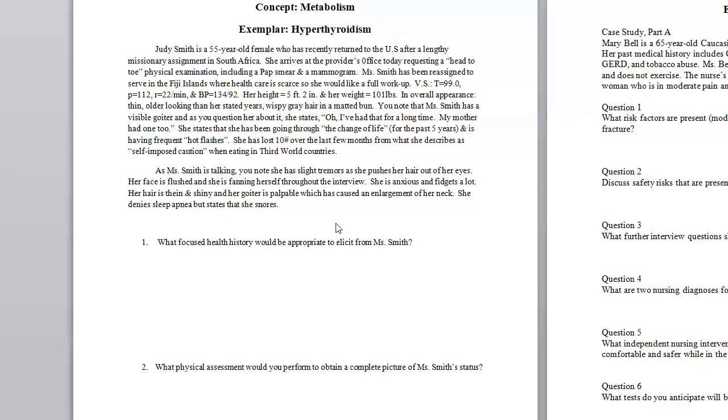And then you could further assess things like muscle strength, tremors, vital signs, lung sounds, heart rate and rhythm, peripheral pulses, skin condition, the size of her thyroid, and the presence of a bruit over the thyroid. So these are all things that we could further follow up on. But she really does present as a very classic person who does have hyperthyroidism. Okay.